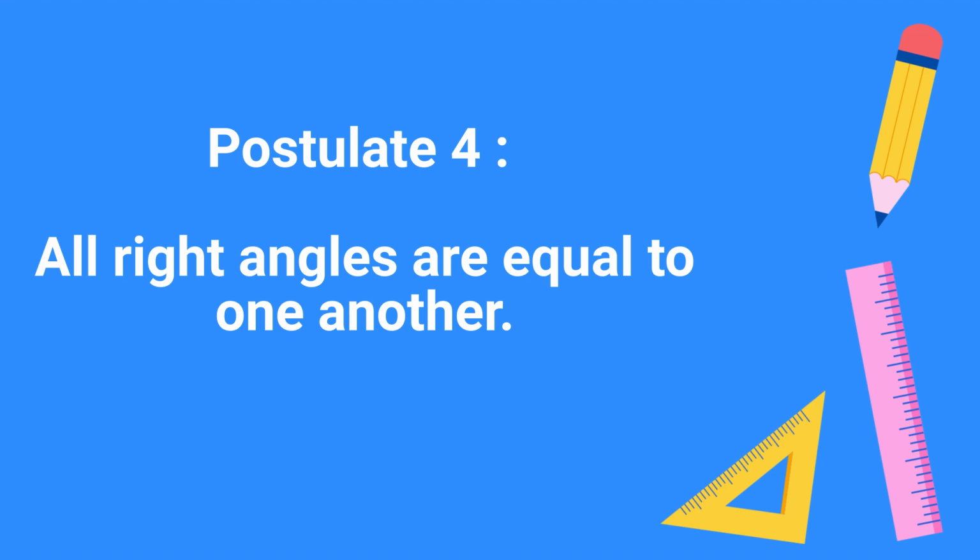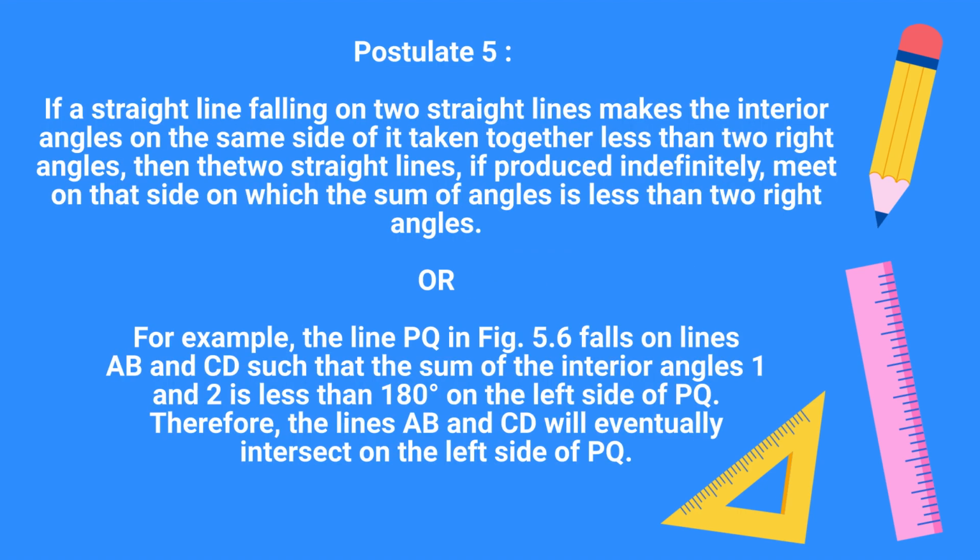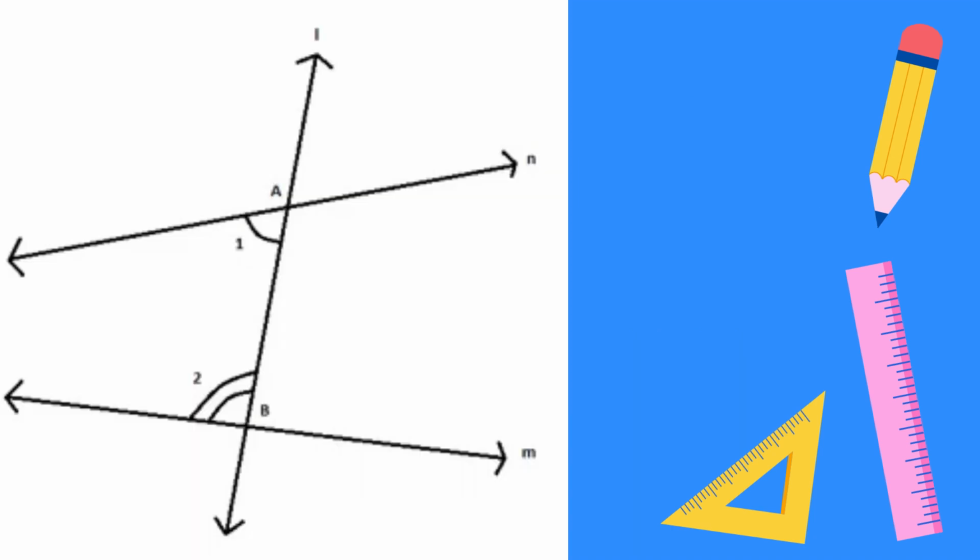It's quite common. Postulate number 5 says that if a straight line falling on two straight lines makes interior angles on the same side of it taken together less than two right angles, then the two straight lines, if produced indefinitely, meet on that side on which the sum of the angles is less than two right angles. In the given diagram, the sum of angle 1 and angle 2 is less than 180 degrees. So lines L and M will meet on the side of angle 1 and angle 2.